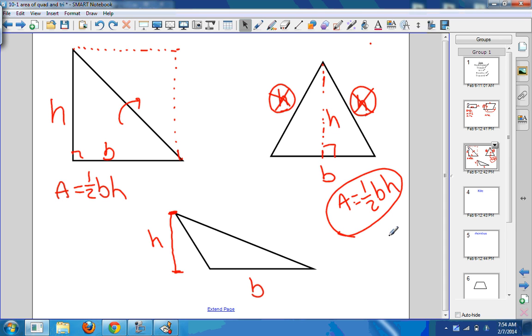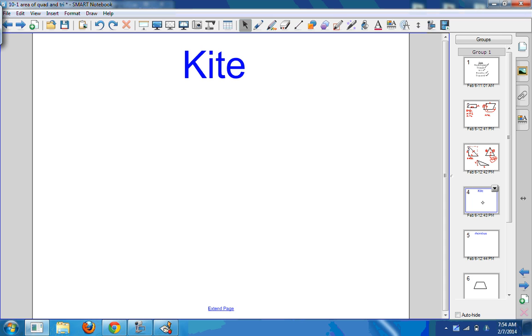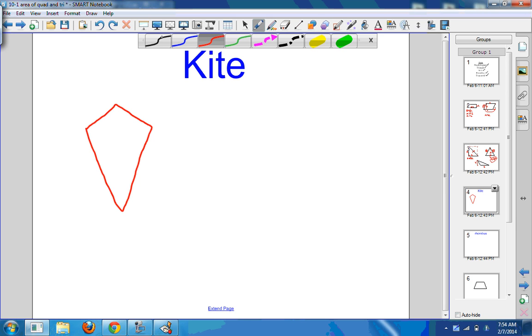All right, kites. A kite, you guys know from flying them probably, looks something like this. All right. So I'm going to break my kite up into 4 sections. I'm going to put in, that's called a diagonal, and this is another diagonal. So notice now if we do that, we have 4 triangles. 2 large ones and 2 small ones. So with these 4 triangles, we know that the area of a triangle is equal to 1/2 base times height.